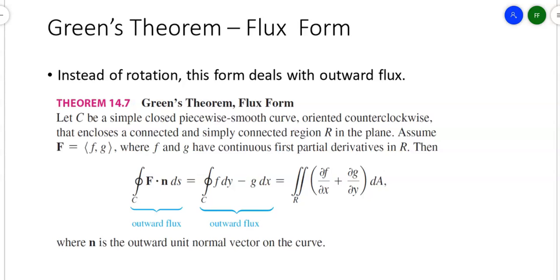So it's got three parts just like the other one did, except instead of setting it up in terms of rotation, it sets it up in terms of outward flux. You'll notice that there's a part here where we talk about f dy minus g dx, but then we also write it in terms of a double integral of the partial f with respect to x, partial g with respect to y, this time with a plus sign in between them, again, integrated over the area. So sometimes if you can find the area of that base, find these values over here, multiply them together, it's a whole lot easier than turning everything into parametric form.